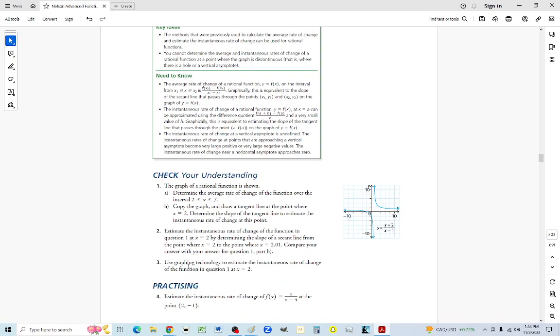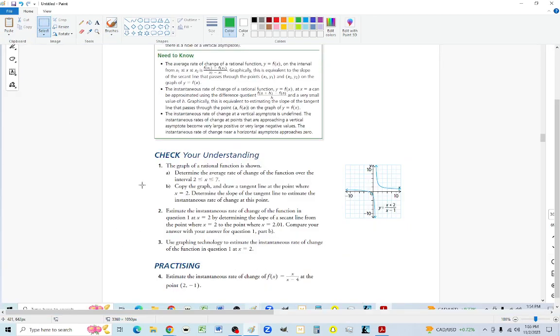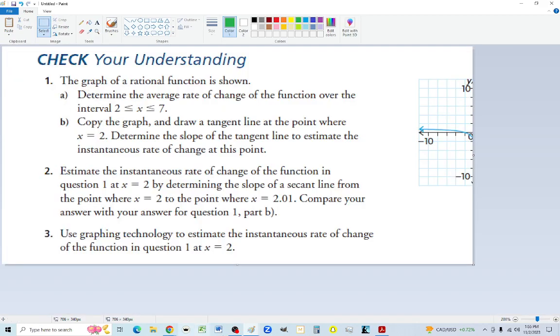Now, some of these I'm going to answer using Desmos because I don't want to spend all my time doing calculator. But you will be expected to do it by calculator and sometimes by graph, as we just did. So we're going to focus on these questions right here. Good. Okay, so we're going to continue this.